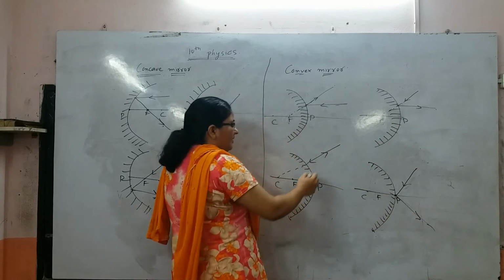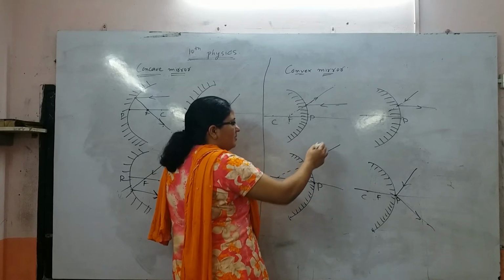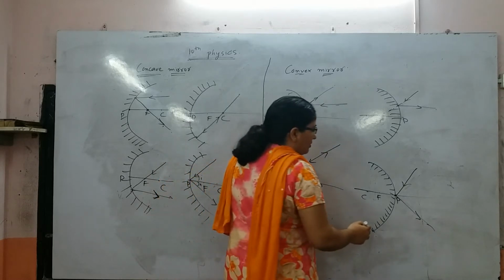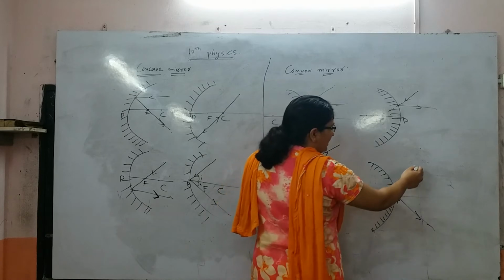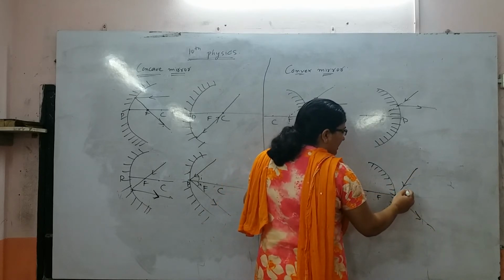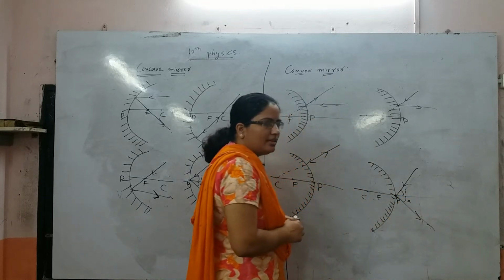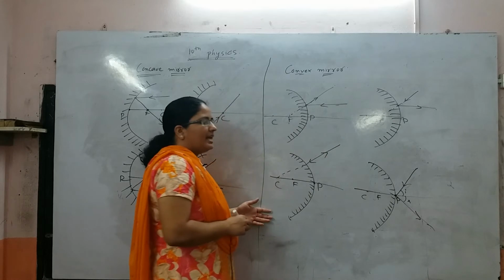The third rule, whenever a ray is coming such that it hits the center of curvature, then it bounces back. Fourth rule, whenever a ray is incident on the pole, it gets reflected in such a way that once again the angle of incidence is equal to the angle of reflection. These are the rules for drawing ray diagrams.